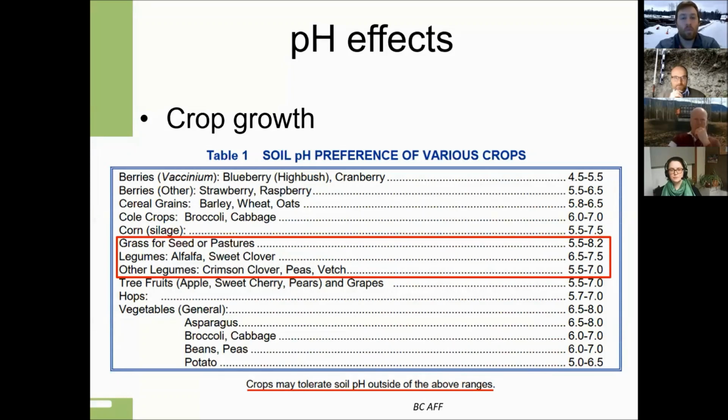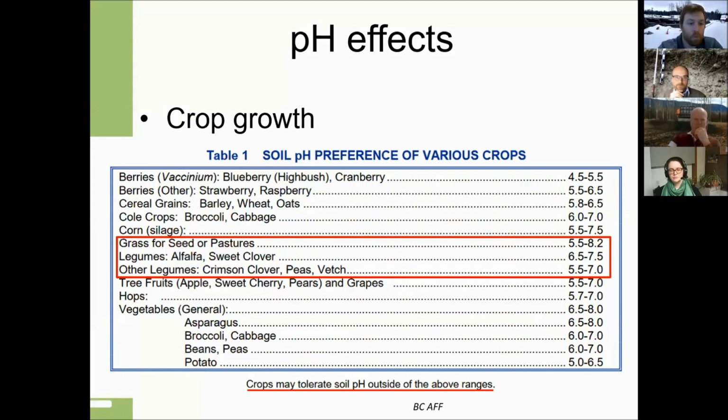So one of the things we worry about with pH is, is it in a range that the crop likes? Because most crops really only like to grow in certain pHs. At the very top, you can see berries. Blueberries are an interesting crop, but they like really, really low pHs. If it's above 5.5, they really don't grow well.